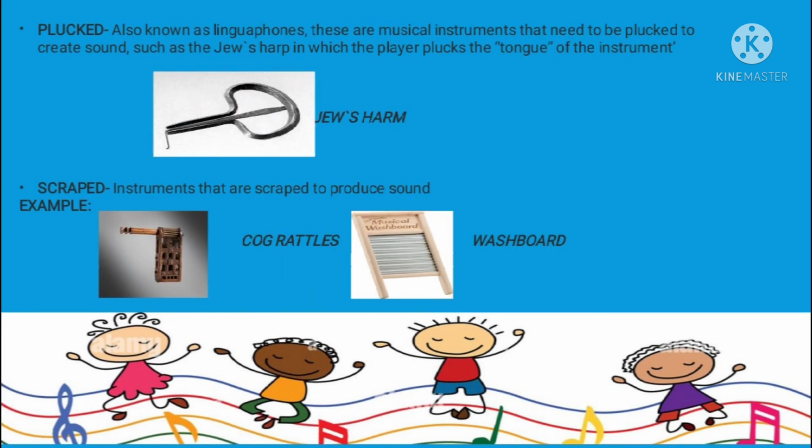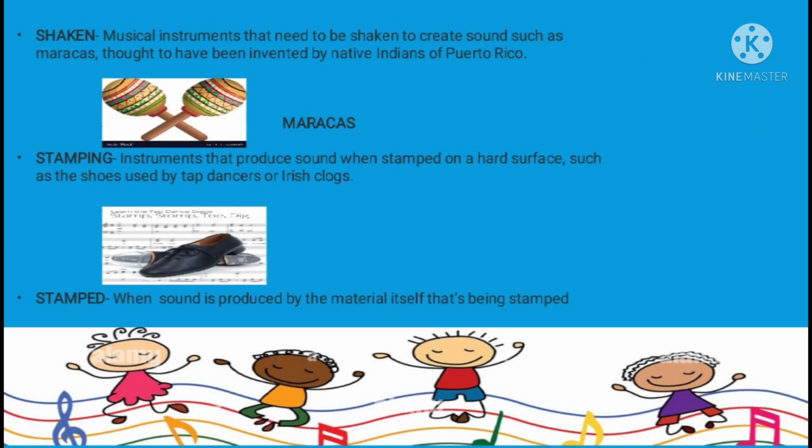Number 4. Plucked. Also known as lamellophones. These are musical instruments that need to be plucked to create sound, such as the jaw harp, in which the player plucks the tongue of the instrument. Number 5. Scrape. Instruments that are scraped to produce sound. Examples: cog rattles and washboard. Number 6. Shaken. Musical instruments that need to be shaken to create sound, such as maracas, thought to have been invented by native Indians of Puerto Rico.